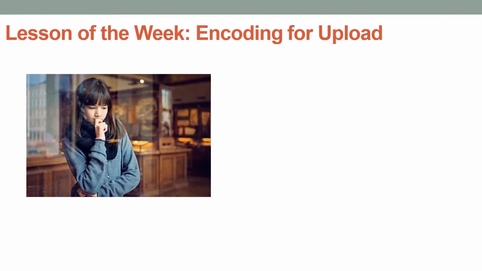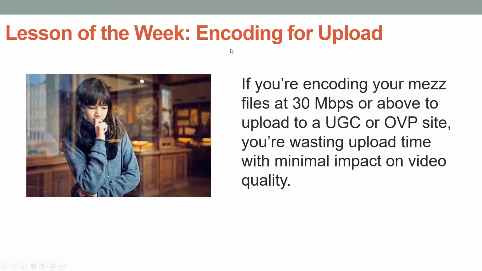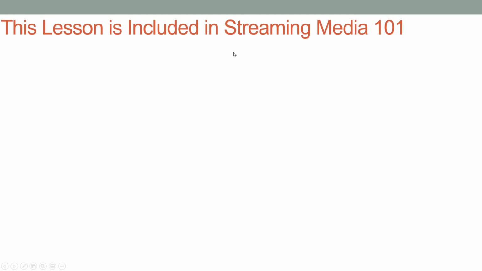Janitor here, and this is your lesson of the week, encoding for upload. The bottom line is that if you're encoding your MES files at 30 megabits per second or above to upload to a UGC or online video platform site, you're wasting upload time with minimal impact on video quality.